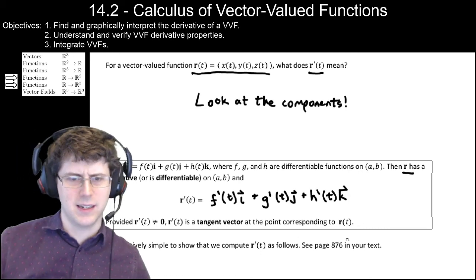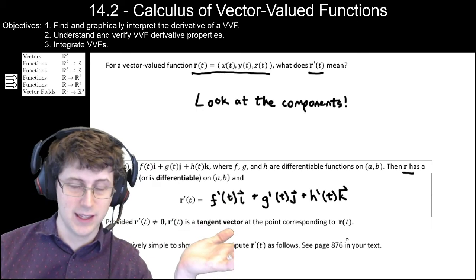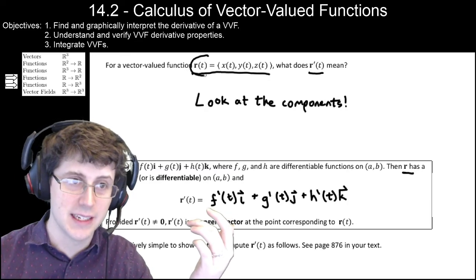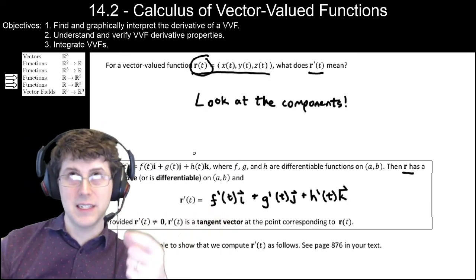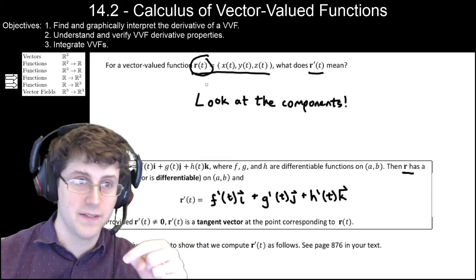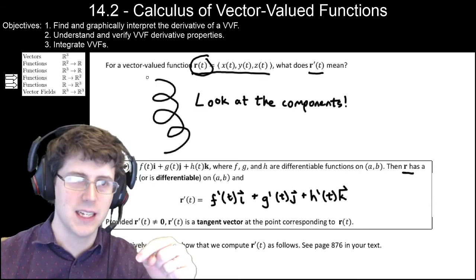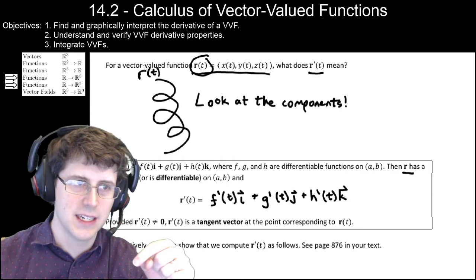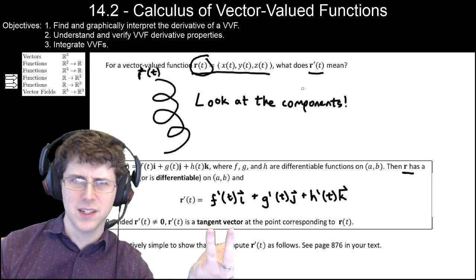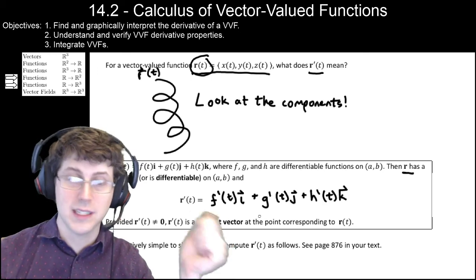Okay, so what does this actually mean? Well, what did r of t mean? What r of t meant in section 14.1 was for every time value, for every parameter value that you plugged in, you got a point in space. And so a vector-valued function gave you a curve, like a helix or something, would be r of t. r of t traced out a curve in space. r prime of t is going to be the rate of change. But wait, no, r prime of t is still coming out as a vector. So what does r prime of t mean?